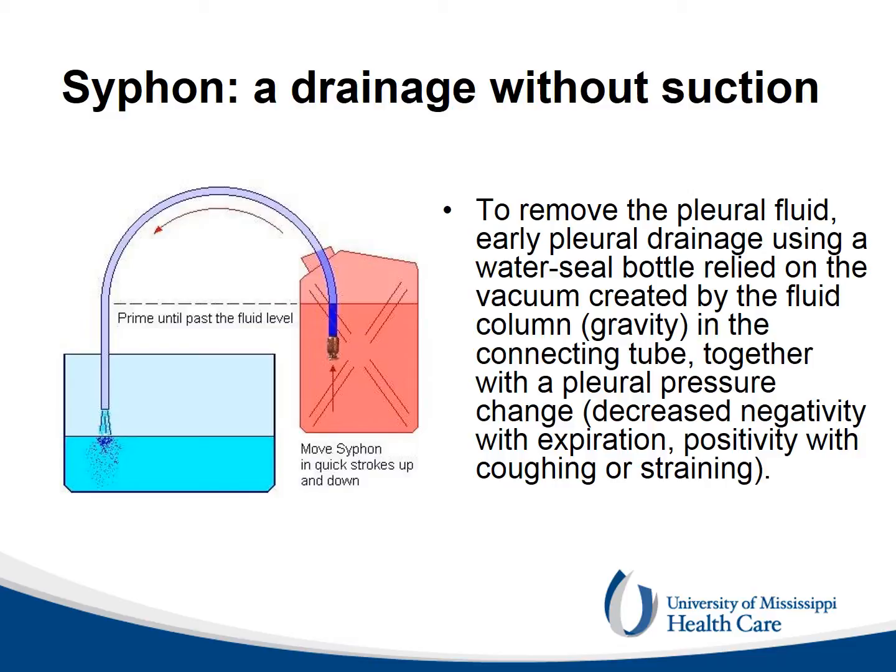The principles applied here are: 1. The column of fluid creates a vacuum behind and pulls down more fluid. 2. The distal end of the tube needs to be kept underwater, and therefore the underwater drainage needs to stay below the level of the chest.